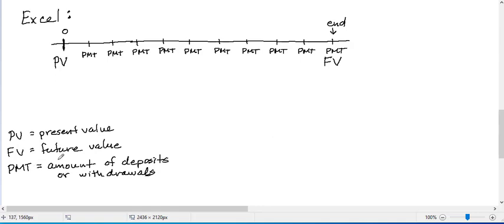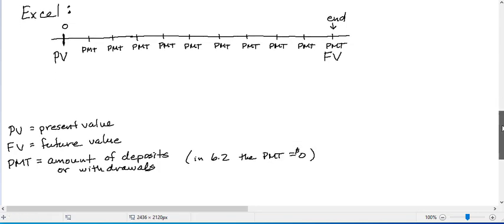So your payment could be either a positive number or a negative number. In section 6.2, the payment is always 0. We're not adding in any extra deposits or taking out any withdrawals. But that will come into play in 6.3 and 6.4.